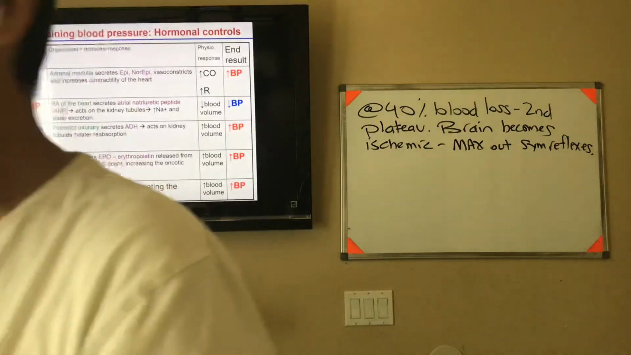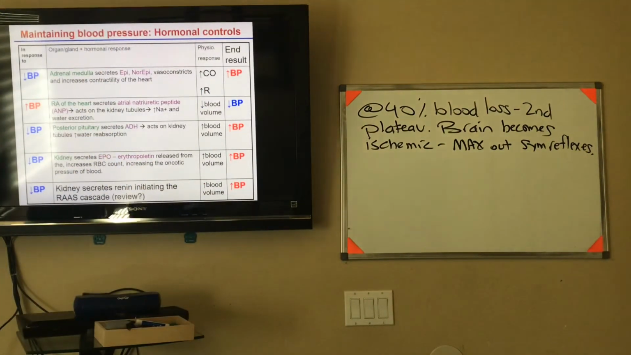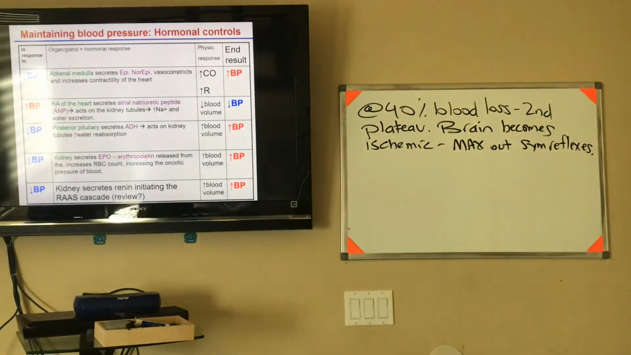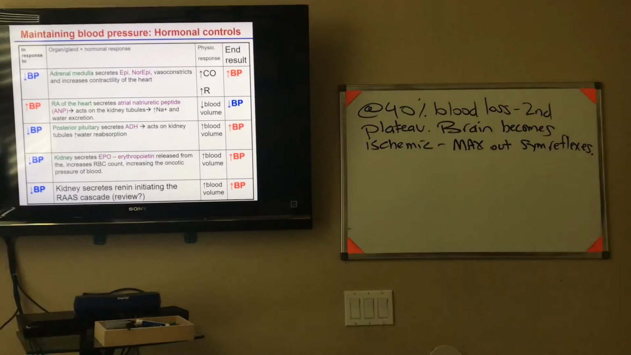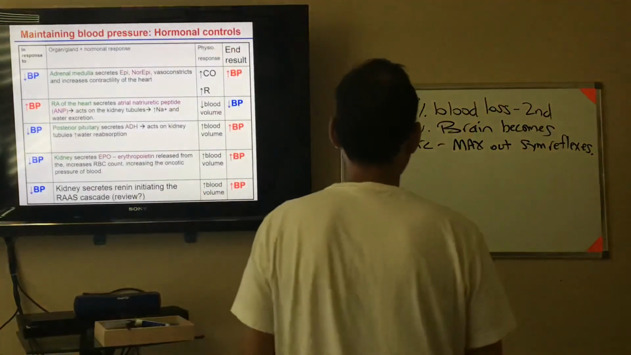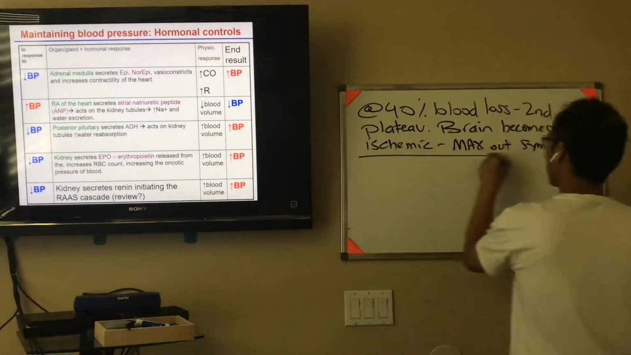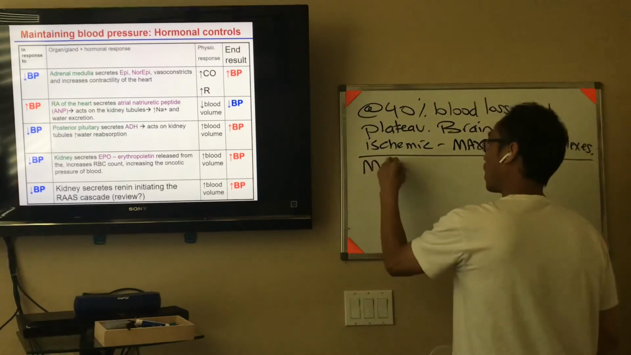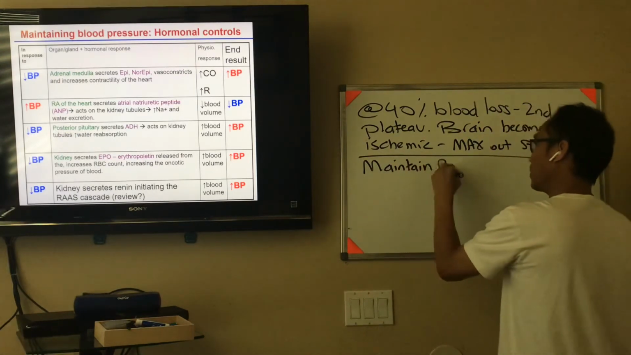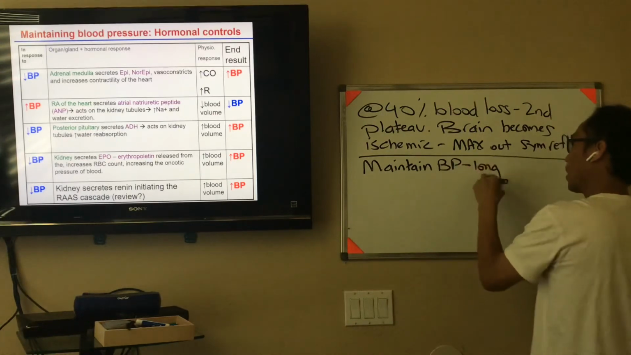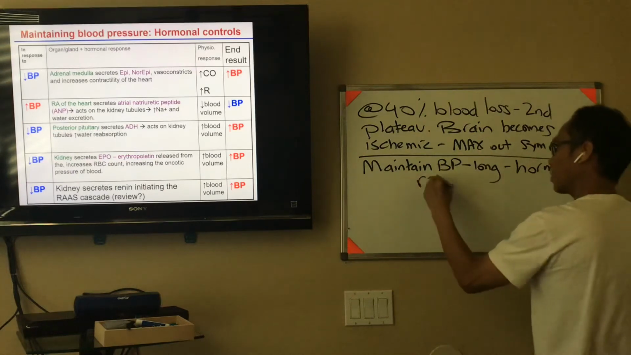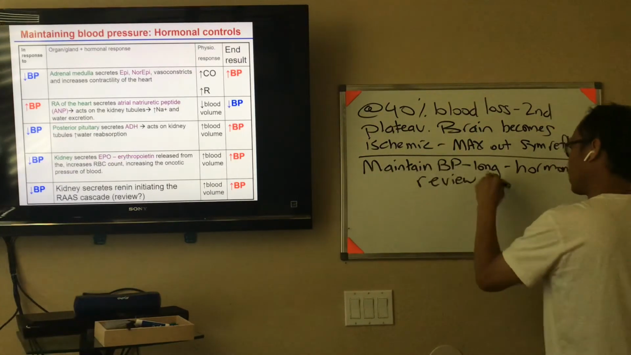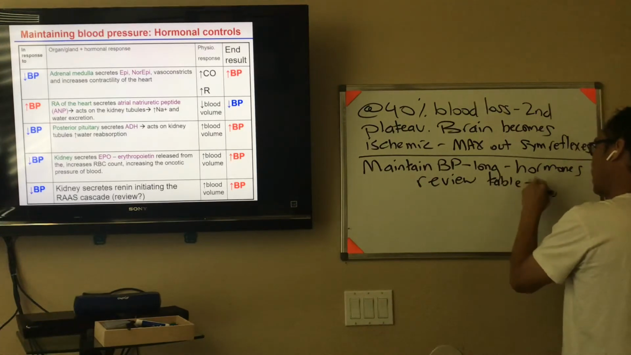some of the hormones that we talked about, I made this table for you. You are responsible for it on this next exam, but because we already covered endocrine and talked about most of these hormones, I'm not going to reteach them all. Simply just review this table if you need be. So maintain BP long term is by hormones. Review this table. You do it by increasing blood volume.